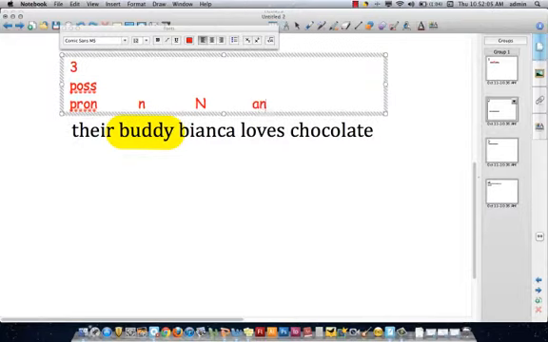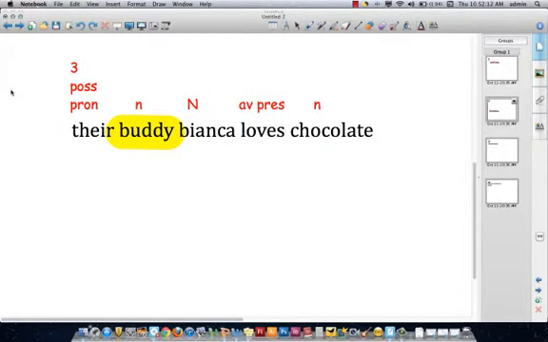Loves is an action verb, present tense, as you know. And then chocolate is a delicious noun. So that was week 2, or question 2, and again, didn't seem to be too many issues on there. So if you have other questions, let me know.